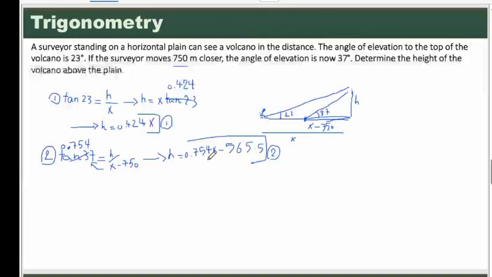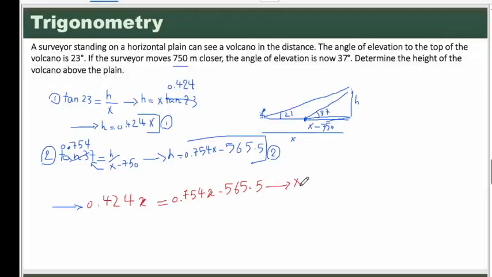From step 1 and step 2, I can say h doesn't change. Here h equals 0.424x, and here h doesn't change, so the left sides are equal, and I can say the right sides are equal. Let me change the color here. So I say 0.424x equals 0.754x minus 565.5. It's a simple equation, and we can find x.